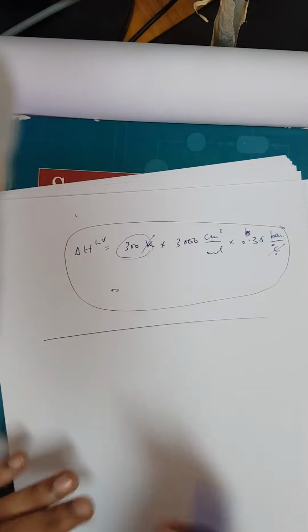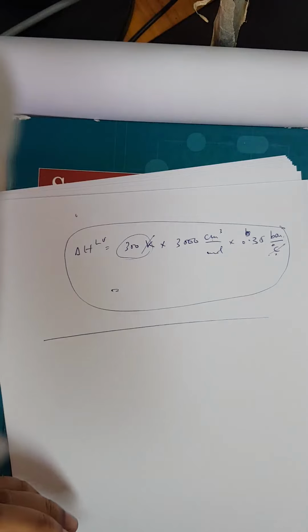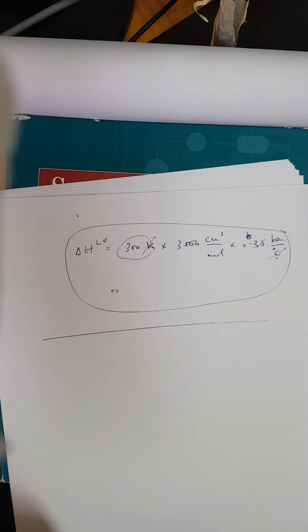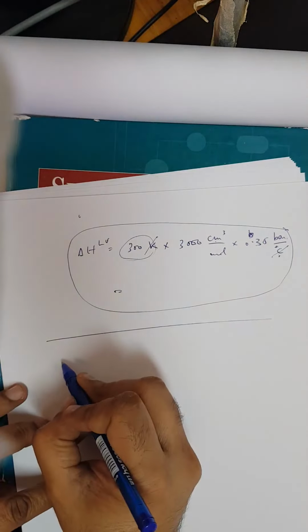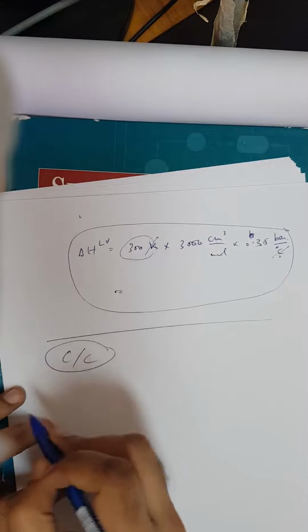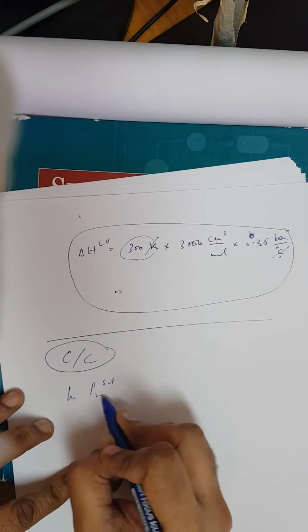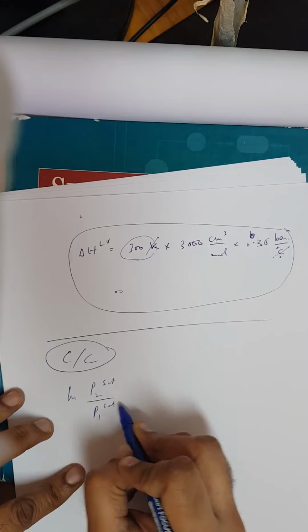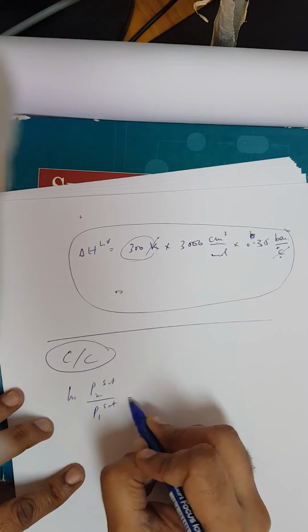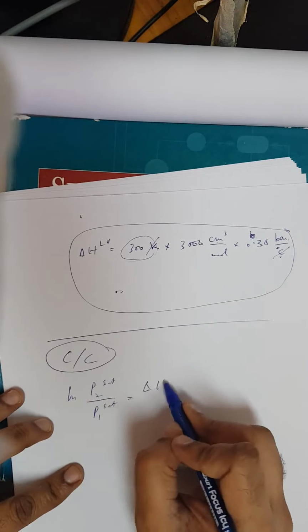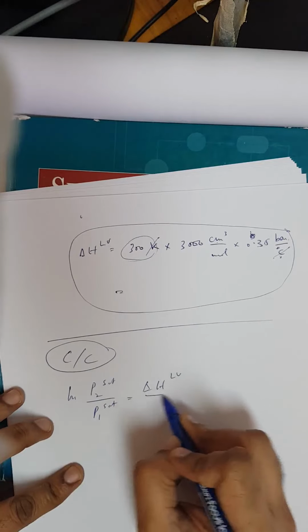One last thing is, if you need to solve the problem by Clausius-Clapeyron, I told you, you can say CC, Clausius-Clapeyron: ln(P2 sat over P1 sat). In your course we have to only plug in the integrated form. So this is the integrated form of Clausius-Clapeyron.